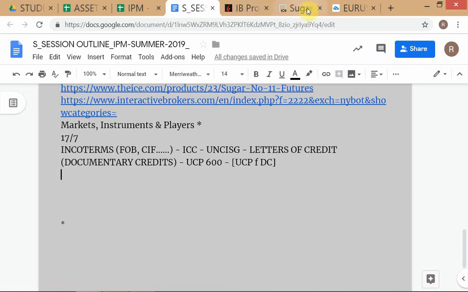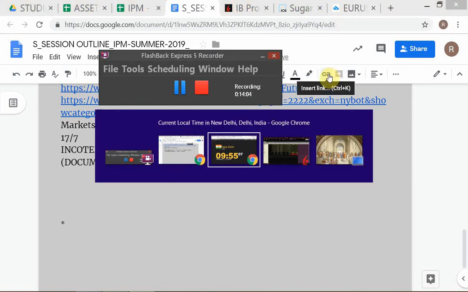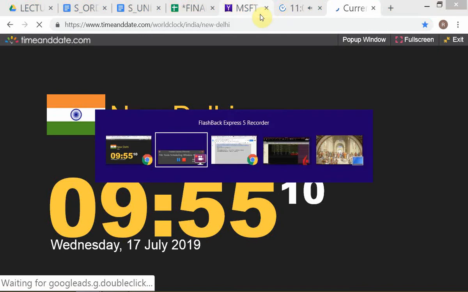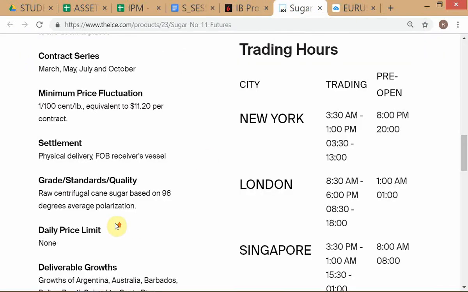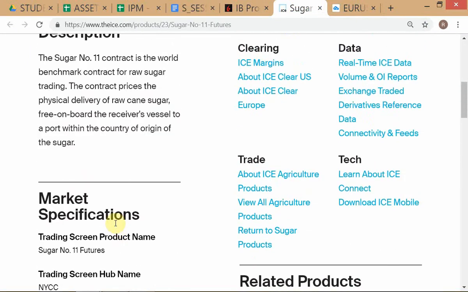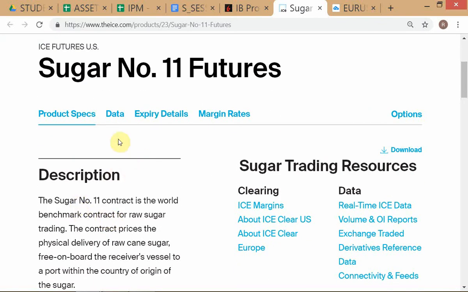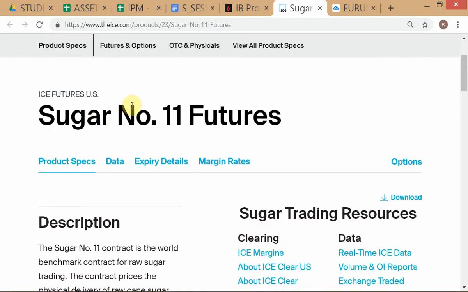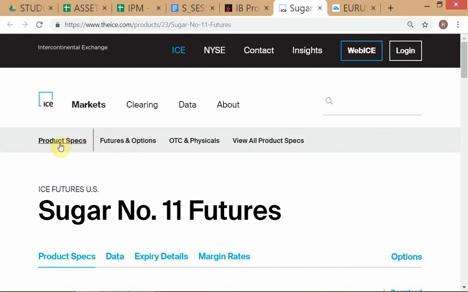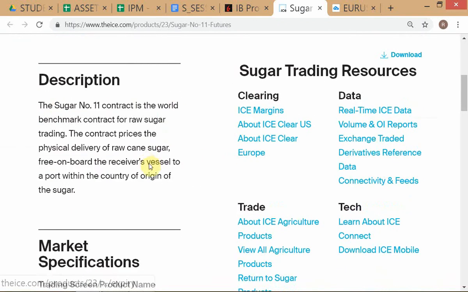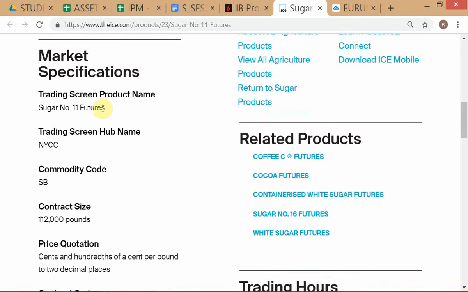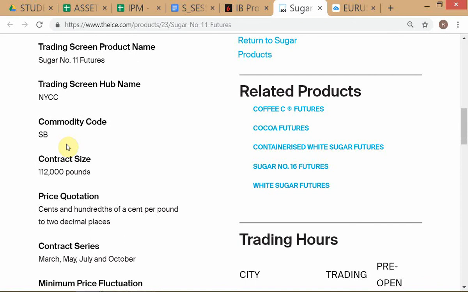Okay, so the first point: how did I know that SB was the ticker for sugar? I go around the exchanges. First I try on CME, I don't find the physically deliverable sugar that I'm looking for. Then I find the world sugar contract, it's on the ICE webpage. So you will see product specifications, sometimes these are called contract specifications. Here they write all the details about the contract, okay, the world benchmark, and then this is the name of the product, and here's where you find that code, SB.